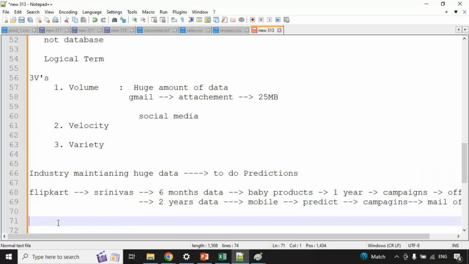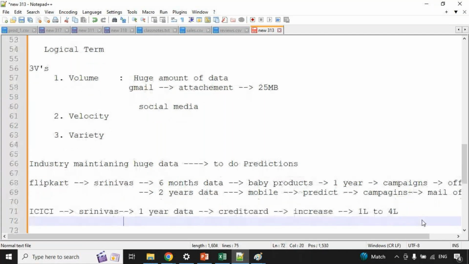Consider banking related. I'm having ICICI Bank. I'm having a credit card. Consider ICICI Bank is maintaining only 1 year of data. Based on my 1 year of transactions, they want to increase my credit card limit from 1 lakh to 4 lakhs, because they have only 1 year of my transactions.